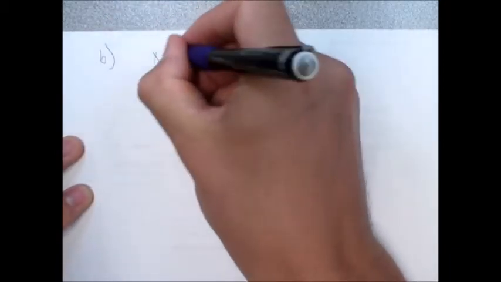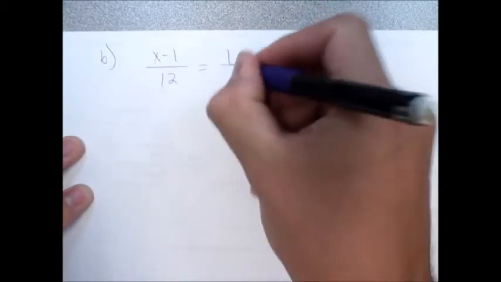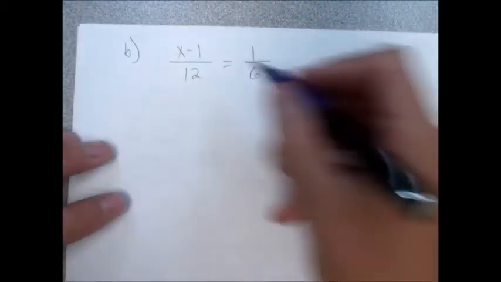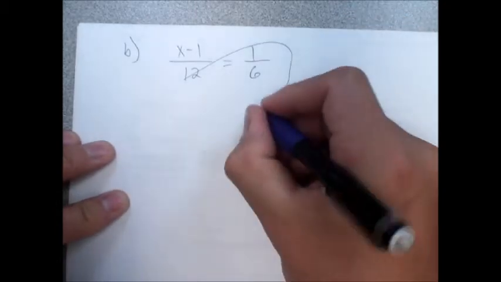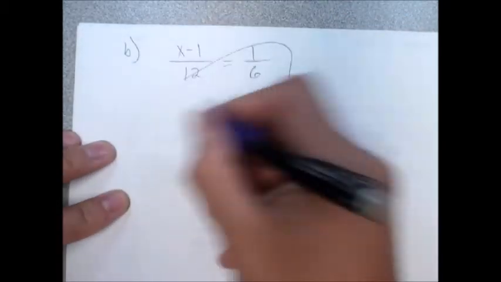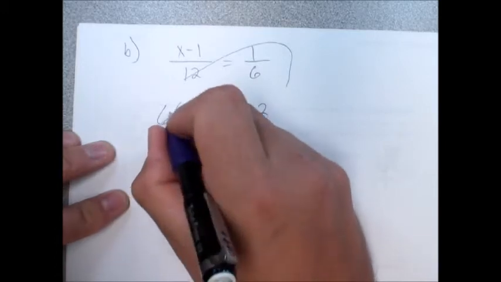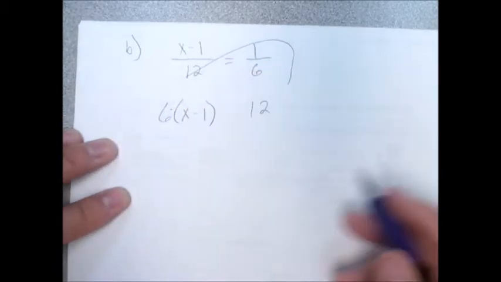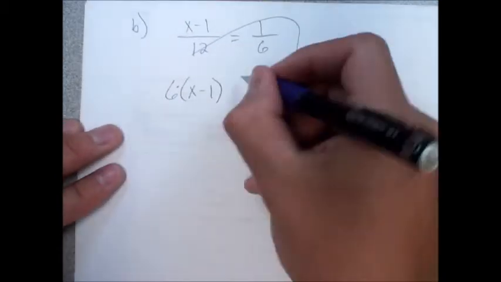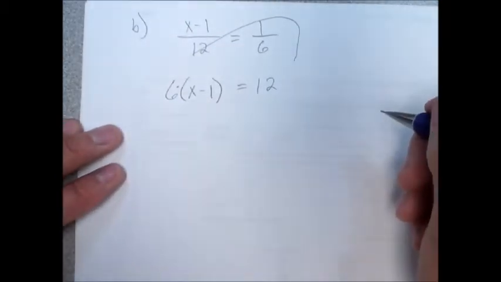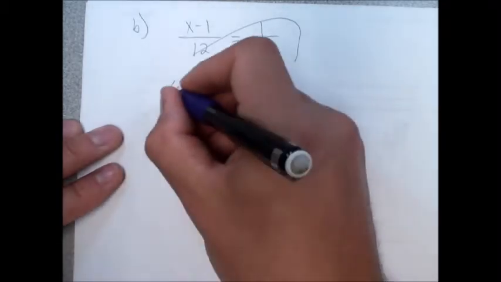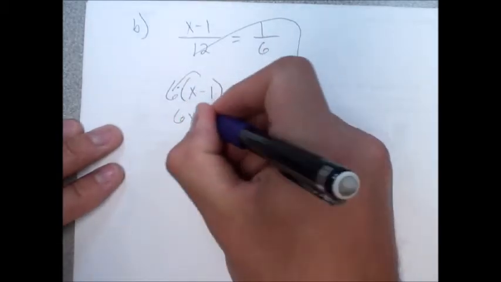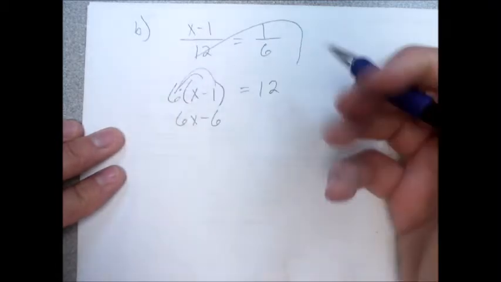On part B, they have already stepped up our game a little bit. X minus 1 over 12 equals 1/6. Now pay very close attention here. My 12 times 1 is easy. It's just 12. My 6 multiplied by, okay, so I'm writing it out, 6 times x minus 1. I put it in parentheses. If I don't put this in parentheses, I'm going to forget to distribute. Okay, I have to distribute the 6. So when I distribute my 6, it becomes 6x minus 6, and it equals 12.